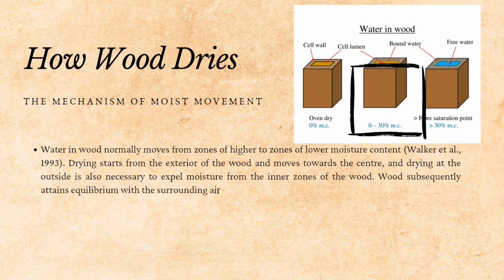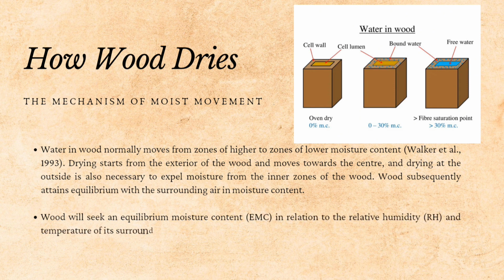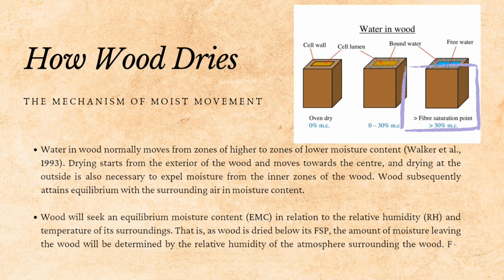Wood will seek an equilibrium moisture content in relation to the relative humidity and temperature of its surroundings. That is, as wood is dried below its FSP, fiber saturation point, the amount of moisture leaving the wood will be determined by the relative humidity of the atmosphere surrounding the wood. For wood to air dry, the moisture content of the air must be less than that of the wood.